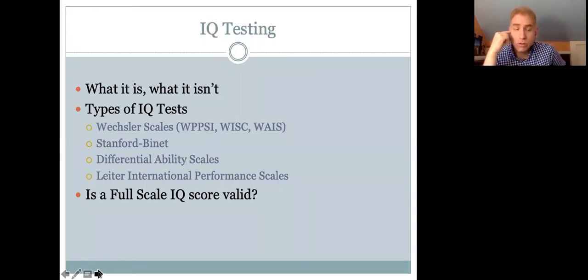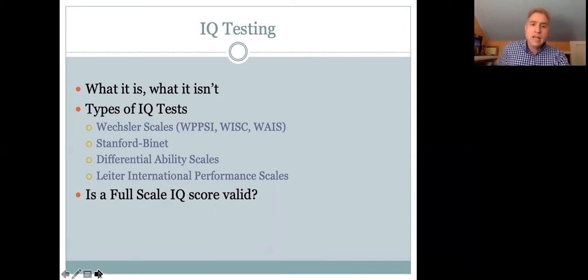A good book if anybody's interested in that stuff is called The Mismeasure of Man, by Stephen Jay Gould, which documents that history and how IQ tests have been used in terrible ways, or in discriminatory ways, over the course of history.